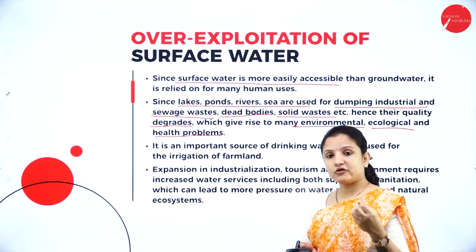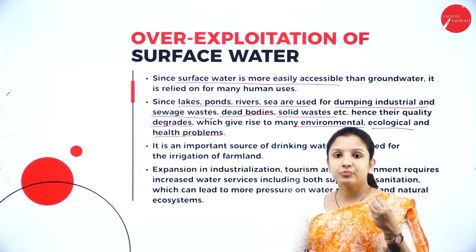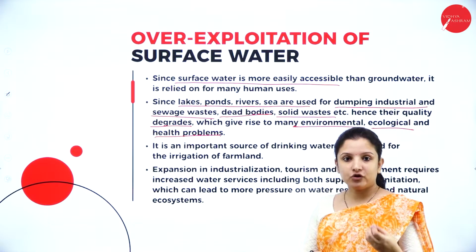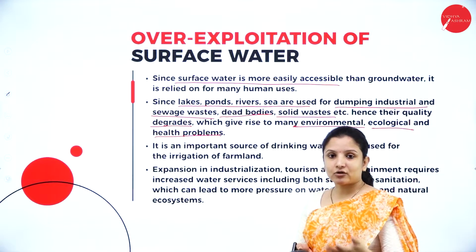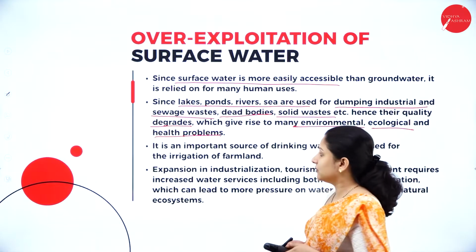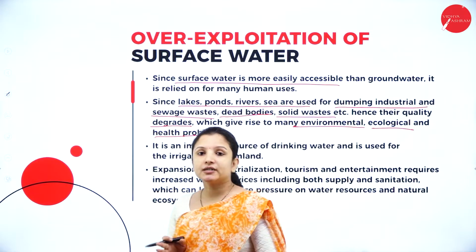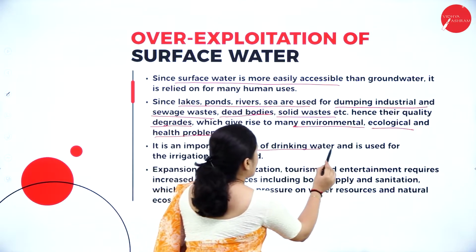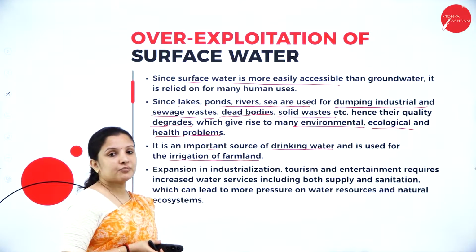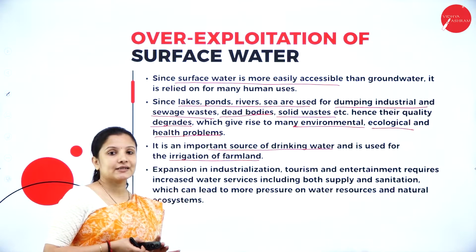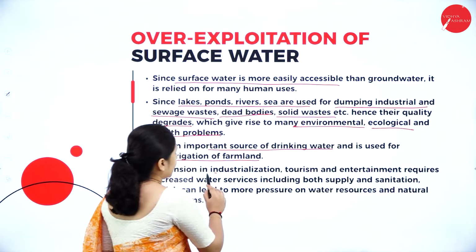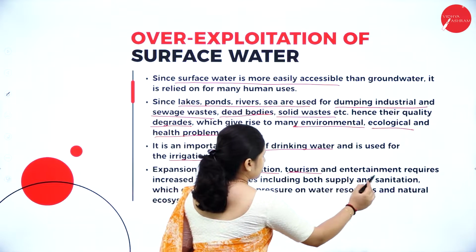And this gives rise to a lot of problems, including health problems, because it will become a breeding ground for mosquitoes, various bacteria and pathogens that cause a lot of human diseases. So we have some of the waterborne diseases like cholera, tuberculosis, etc., right? All that will spread if the fresh water is not kept clean. So since fresh water is an important source of drinking water and is used for the irrigation of farmland, it is the duty of every citizen to not misuse the water, not overexploit the water, and maintain the cleanliness of the water.